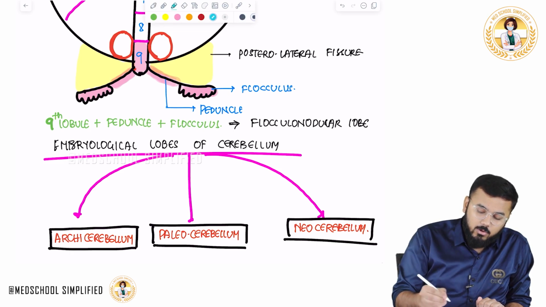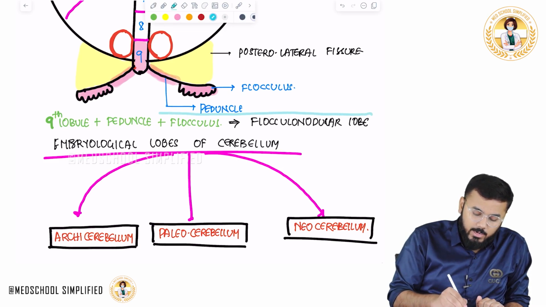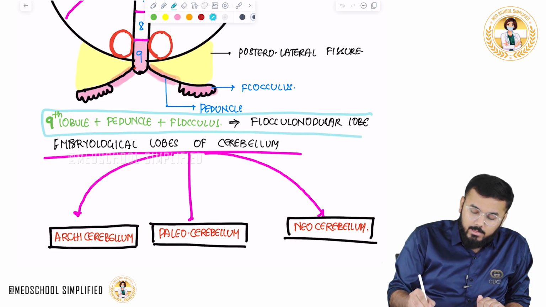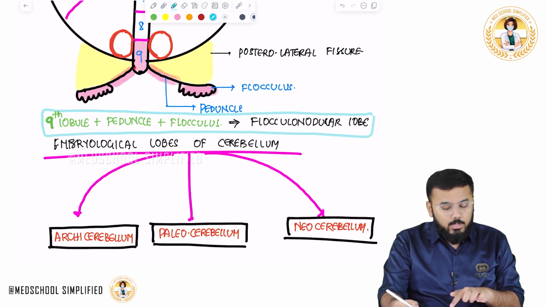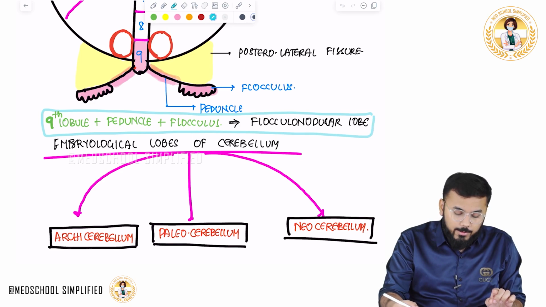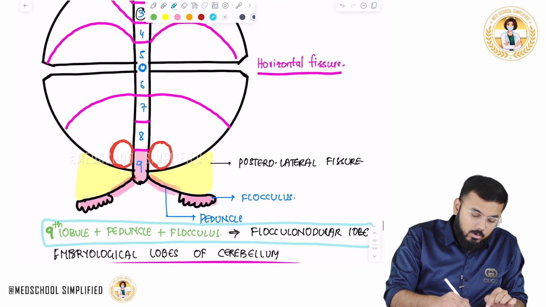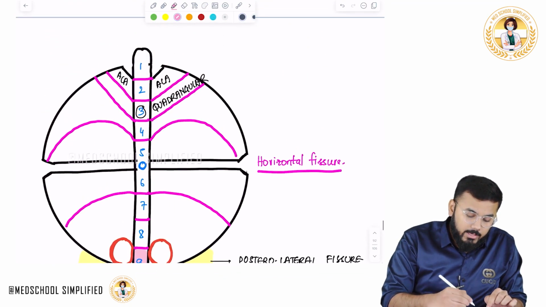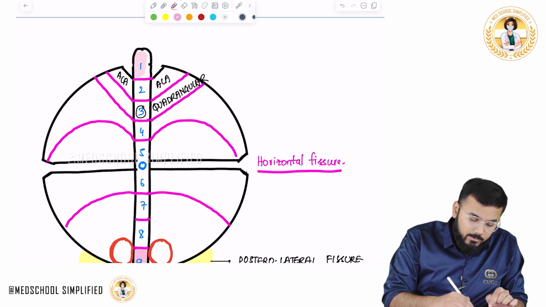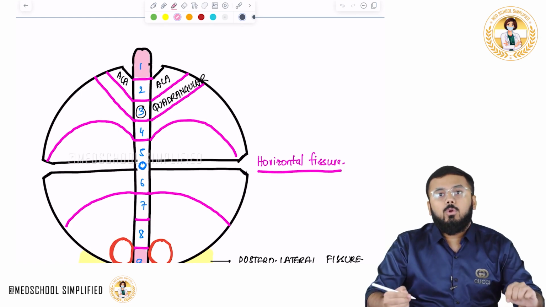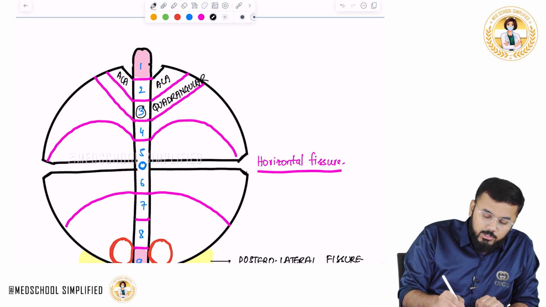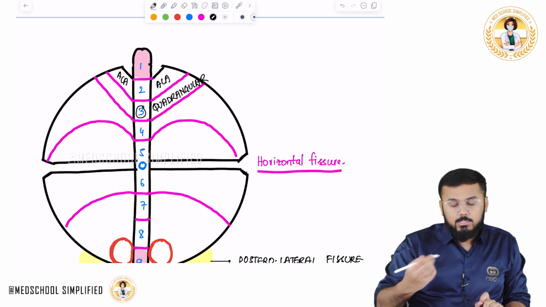That was a part of the anatomical classification, but right now we are using it here in the embryological classification. So not only the flocculonodular lobe, even this first part of the cerebellar vermis is called the lingula. Okay, so this first part of the cerebellar vermis is called the lingula.